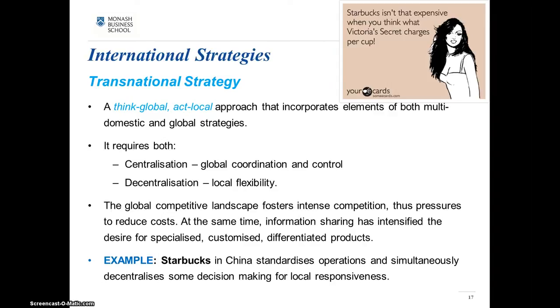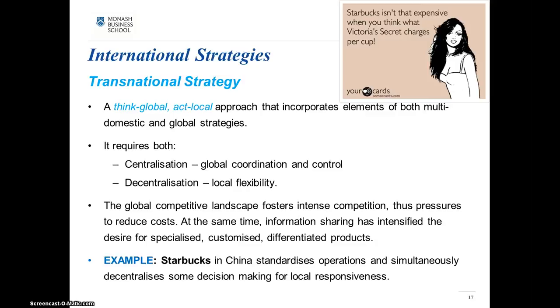But if we look at them specifically in China, first of all, they standardize their operations in such a way that their brand certainly is very much consistent across the world. Starbucks means the same thing all over the world, and you have a basic understanding of what you're going to get, irrespective of what country you buy their products in.